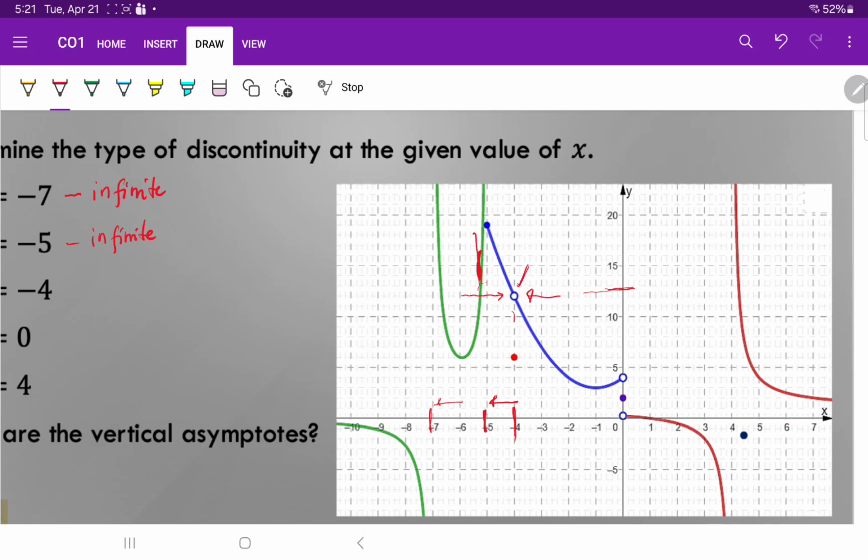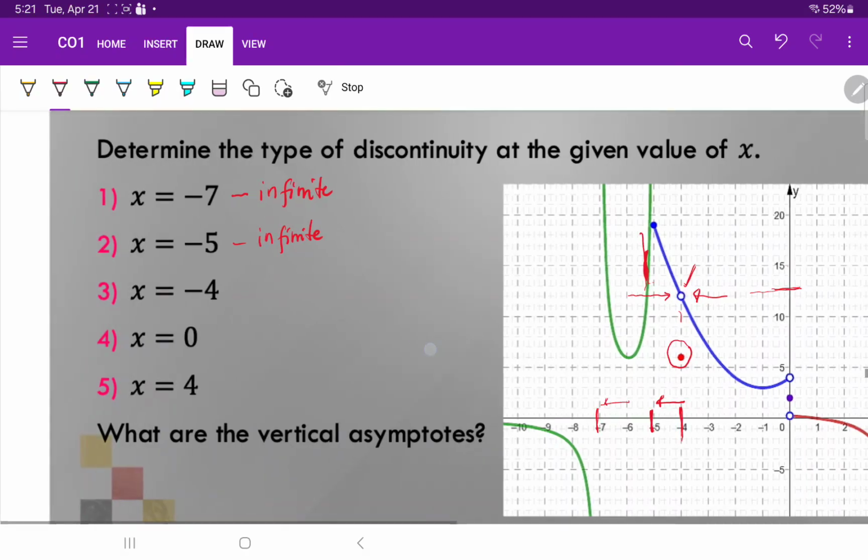Okay, so we say that the two-sided limit exists, right? But it's not equal to what? Because this is your f of -4, right? So, it's not equal. So, we call this as what? We call this as removable. The two-sided limit exists, but it's not equal to f of c.